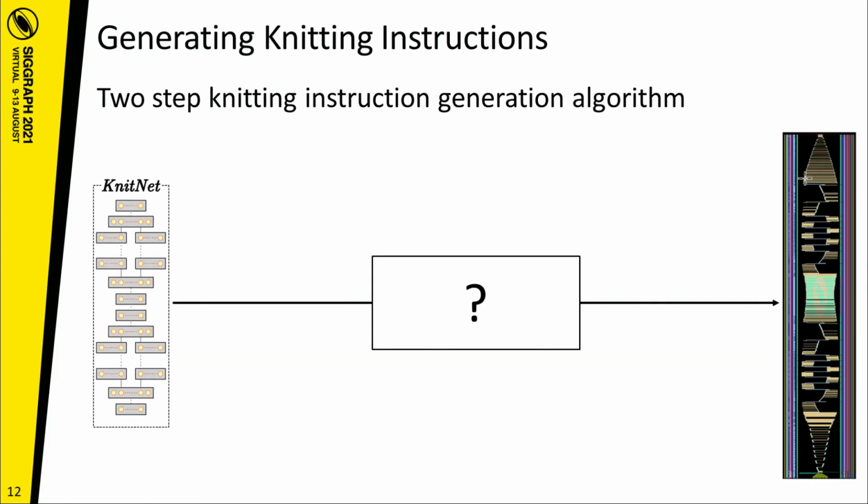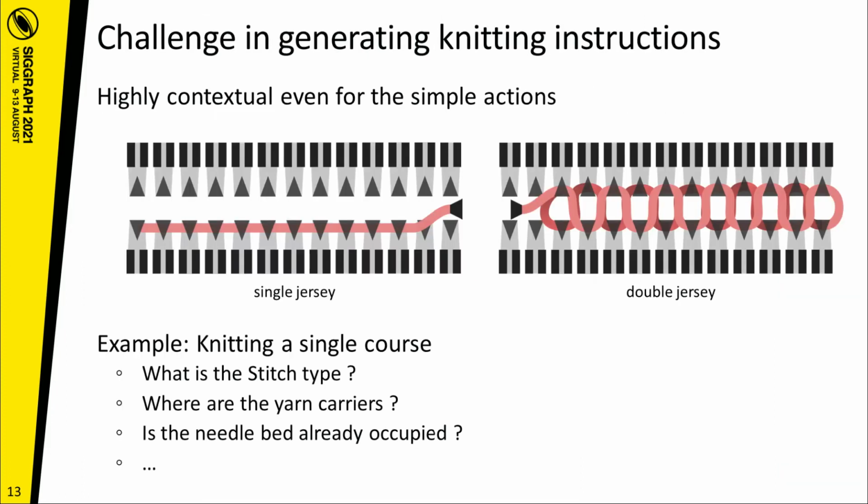Having built the KnitNet, we now use it to generate the knitting instructions. The biggest challenge in automating the generation of knitting instructions is dealing with its highly contextual nature. Even for simple actions such as knitting a single course, the low-level instructions depend on several factors. One, it can depend on the stitch type.